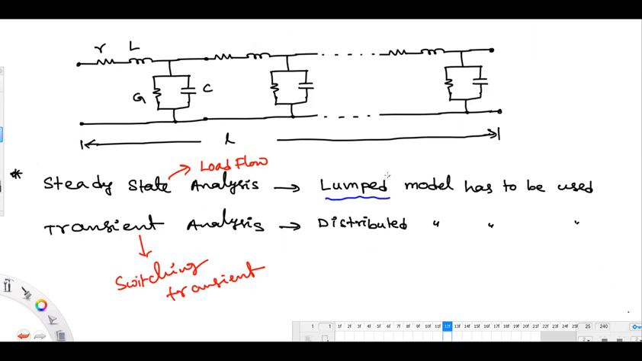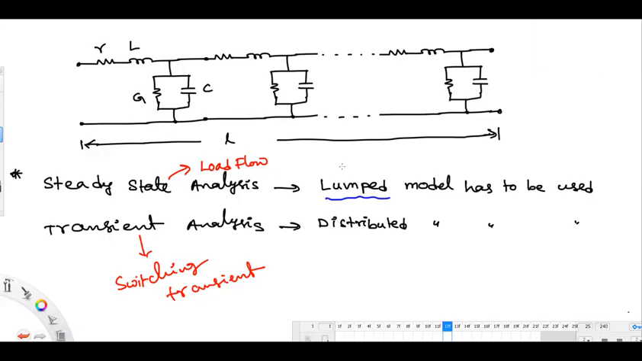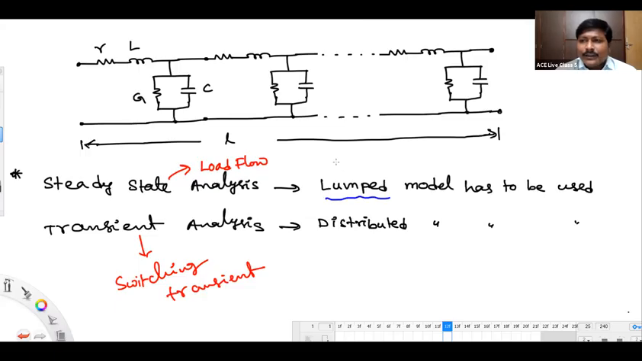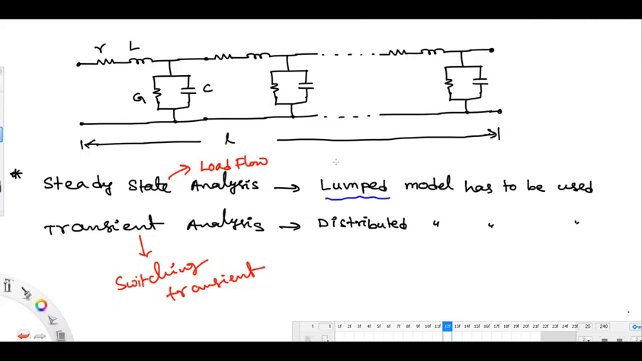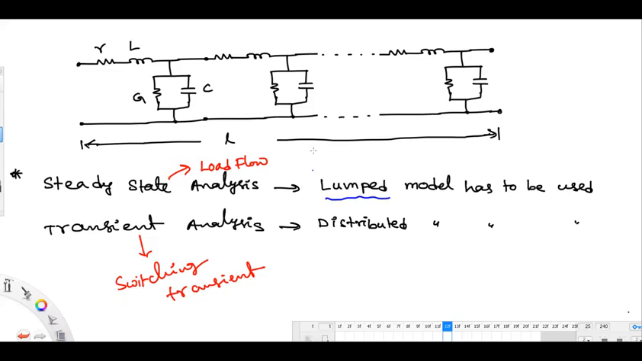Sir, for 50-kilometer line, if we need to do the transient analysis, do we need to go for distributed model or lumped model? Distributed model. If it is steady state, then lumped model you can use. Sir, when do we use the nominal pi and nominal T, in steady state or transient, for length between 80 to 160? Steady state analysis. For transient, we should not use nominal pi and nominal T. Transient, it's a distributed model.